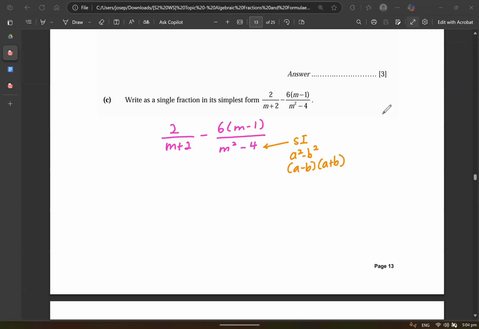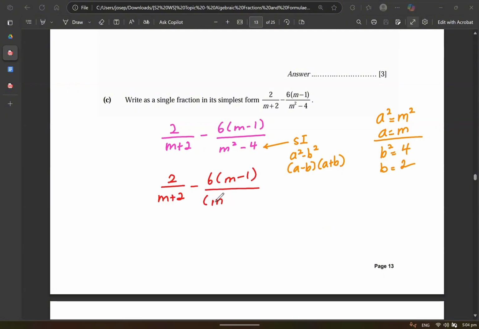Now, always do the workings at the side. b squared equals 4, b is equal to 2. Can you understand? Now then 2 over m plus 2 minus 6 bracket m minus 1 over, well, from here itself, you basically go m minus 2, m plus 2, correct? Now, do you see the reason why we are doing this?